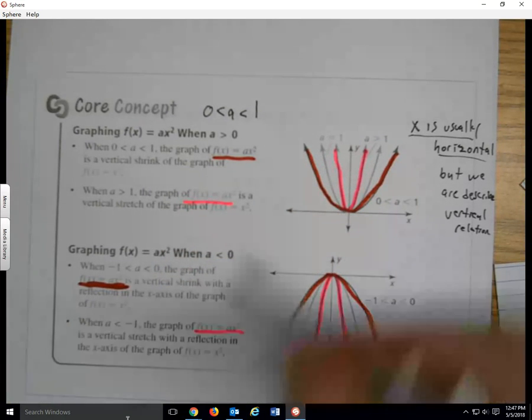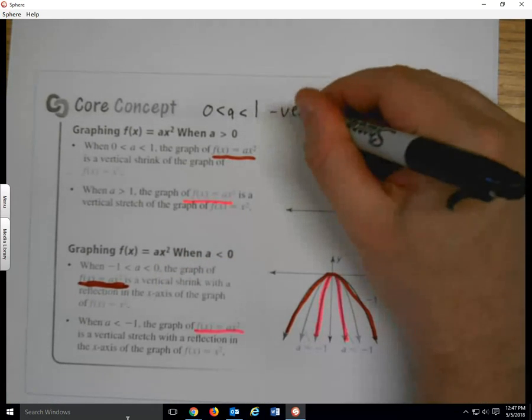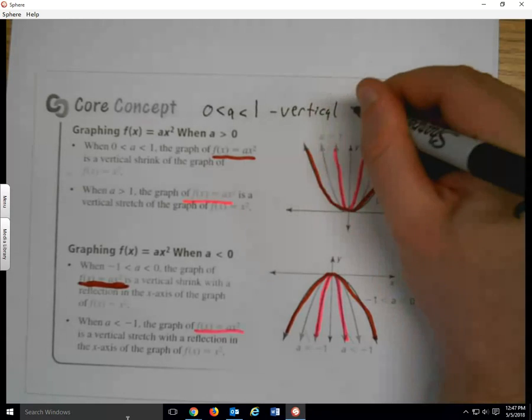If it's a fraction, it's going to be a vertical shrinkage. Okay, that'll be a vertical shrinkage. In case you can't read it, I know it's in your textbook, but I'll just write it down. It's called a vertical shrink.